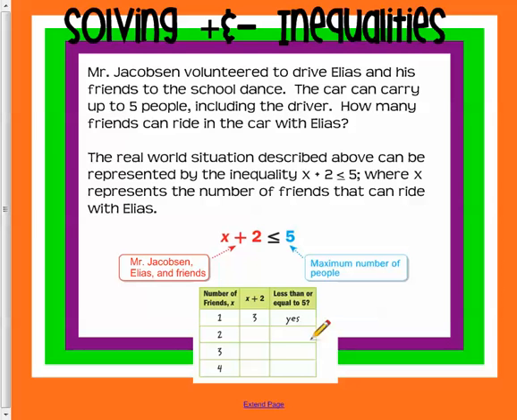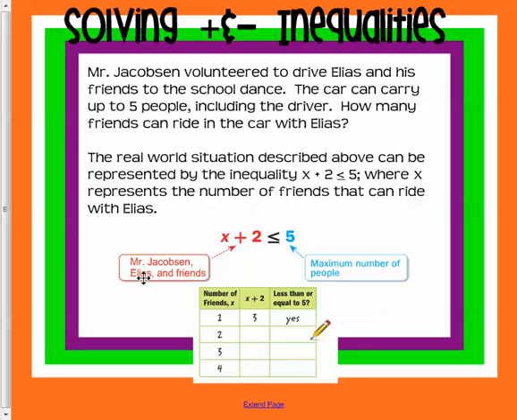Hey guys, today we're talking about adding and subtracting inequalities. So let's look at this situation. Mr. Jacobson is driving Elias and his friends to the school dance. The car can carry up to 5 people, so the maximum number of people that he can drive is 5.